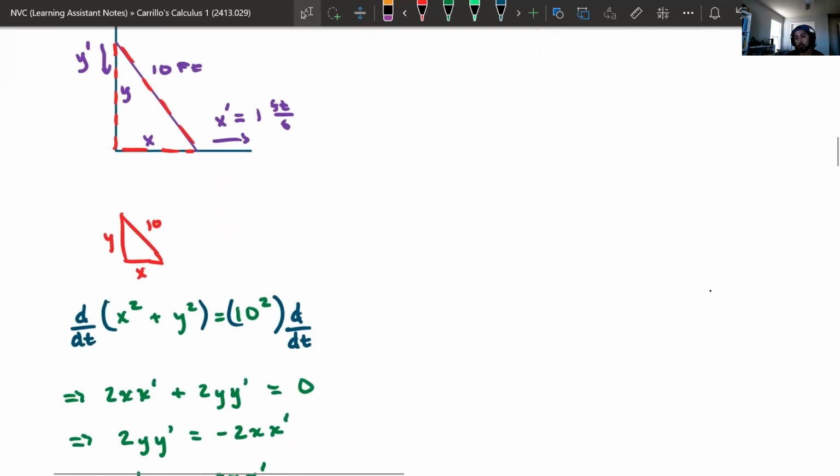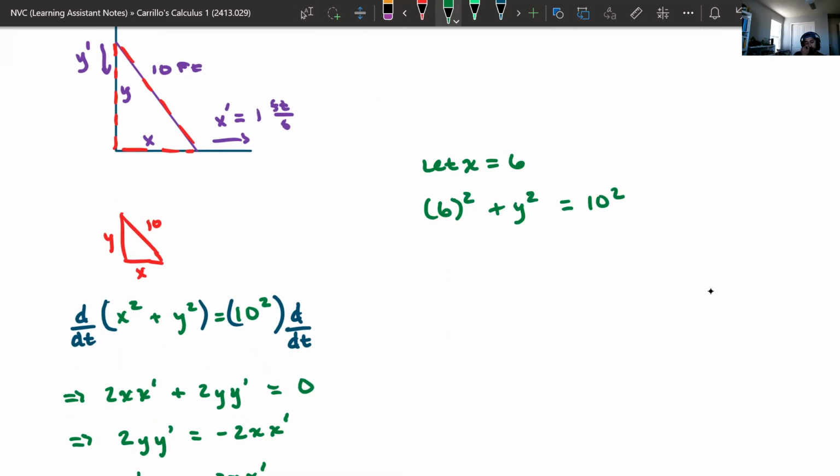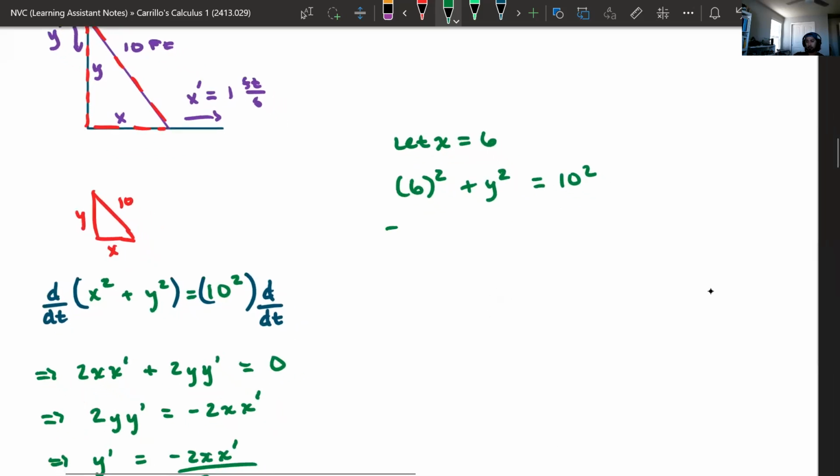We could plug in the value of 6 into the Pythagorean theorem, right? So if we plug in 6 into our Pythagorean theorem, that should tell us how far the top of the ladder is from the floor when it's 6 feet from the wall. So we'll have 6 squared plus y squared is equal to 10 squared. So this is going to be 36 plus y squared is equal to 100.